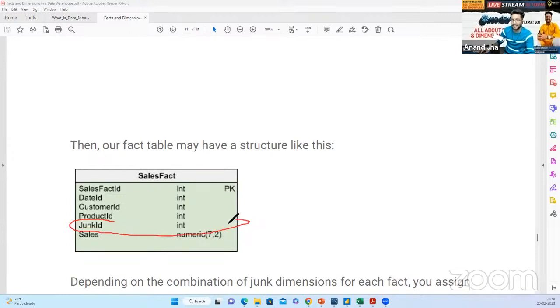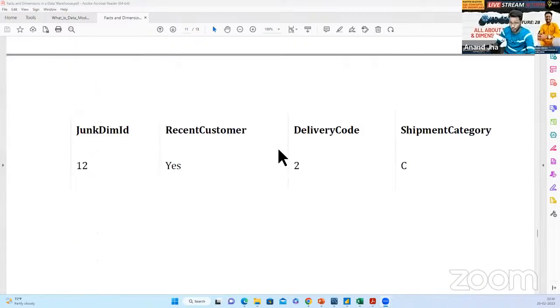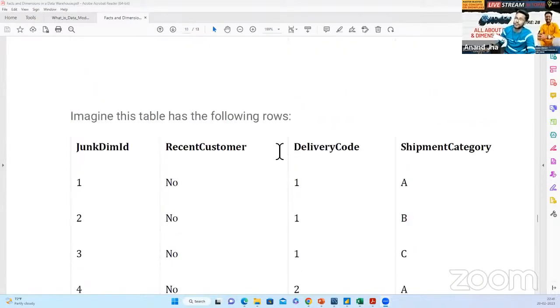That's the beauty. All the values which you are having, you have just created one small dimension table where you are having all those details, and you are linking that table with the sales fact table using the junk ID, which you have created for the above table. So this is how you should also be designing the table when you are working.